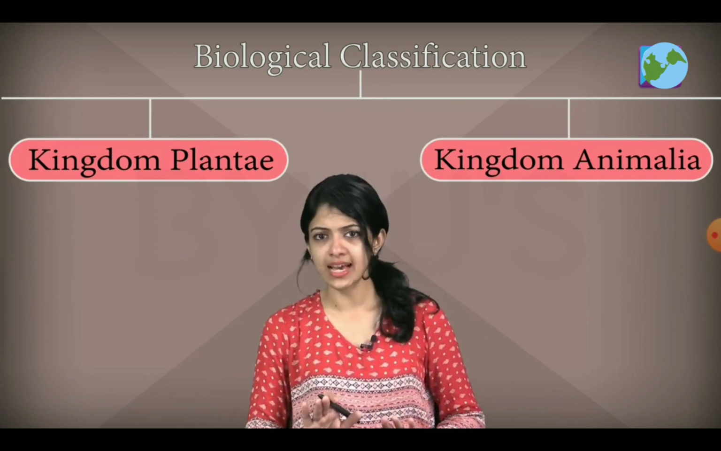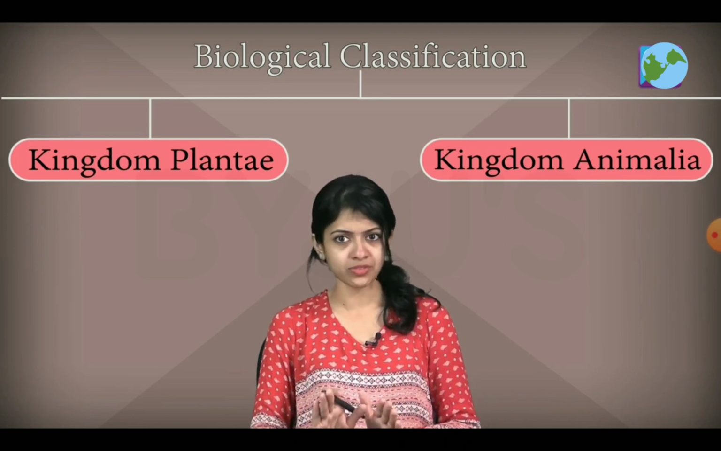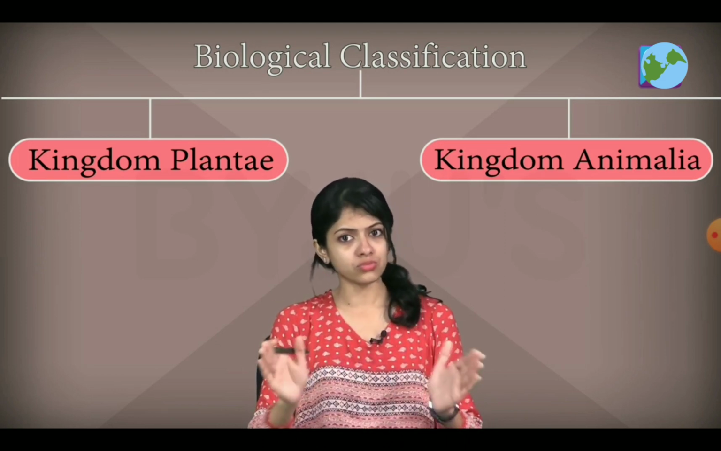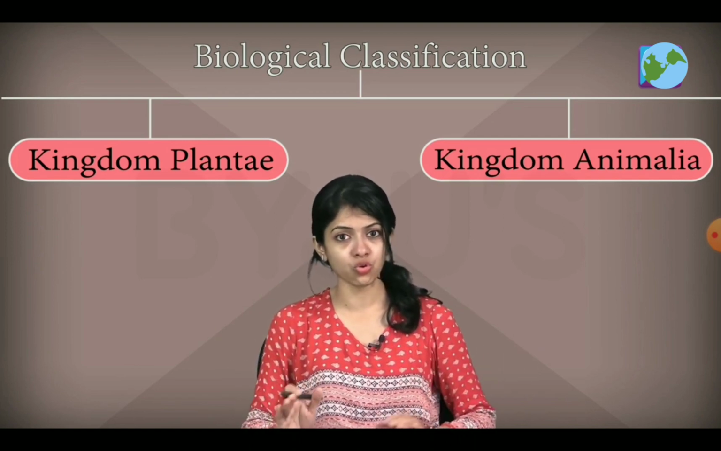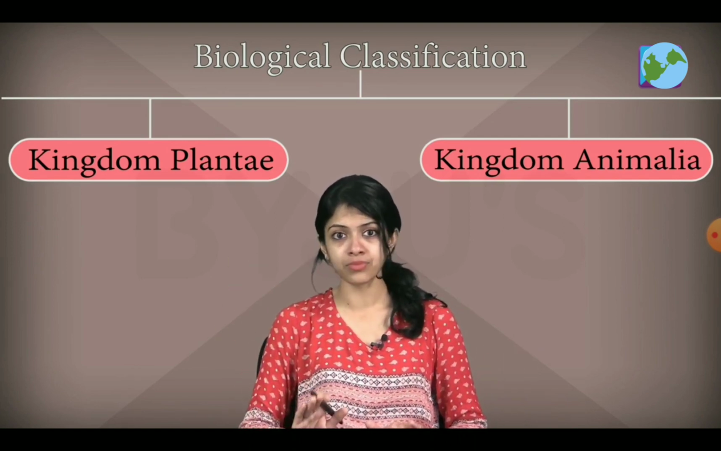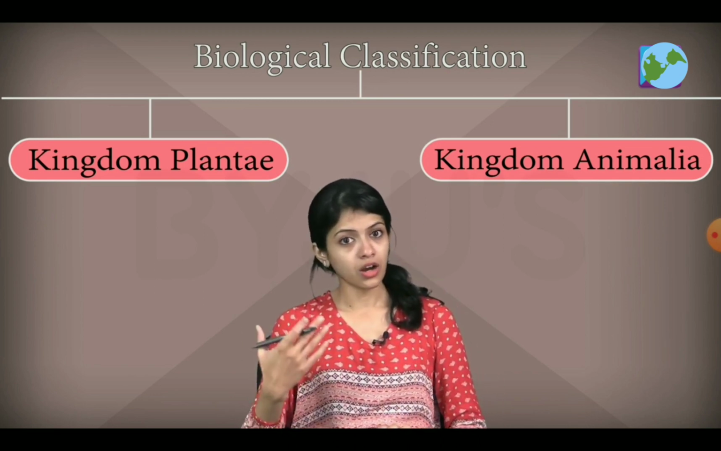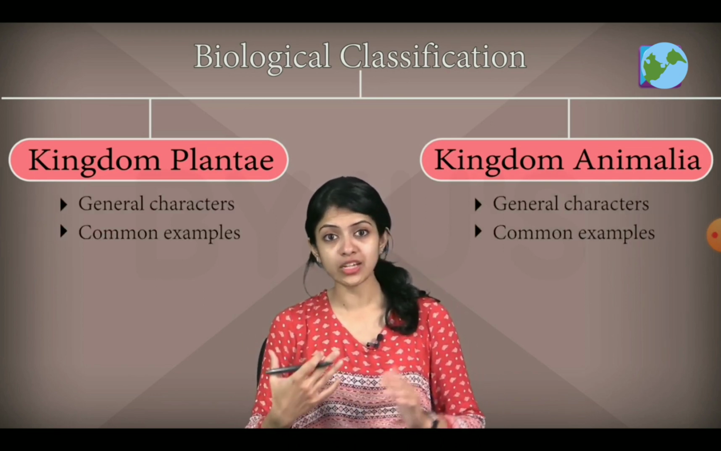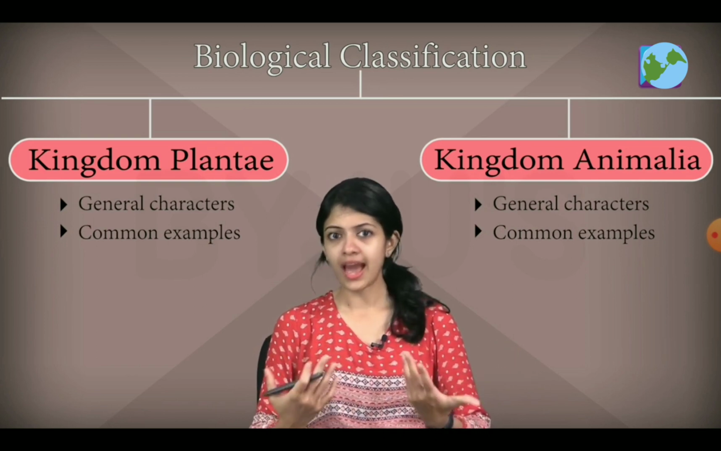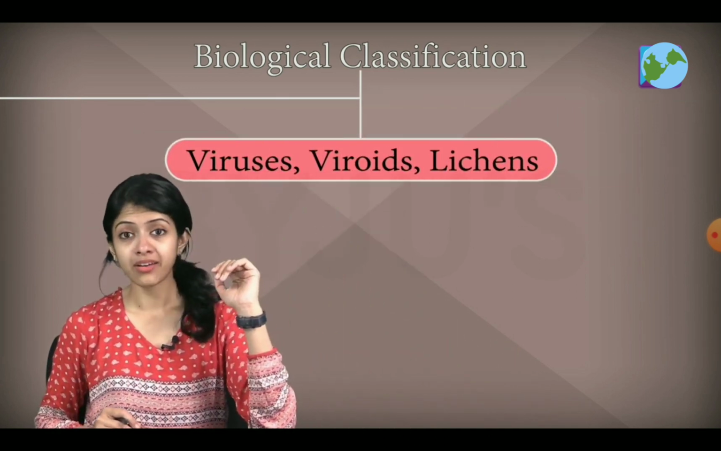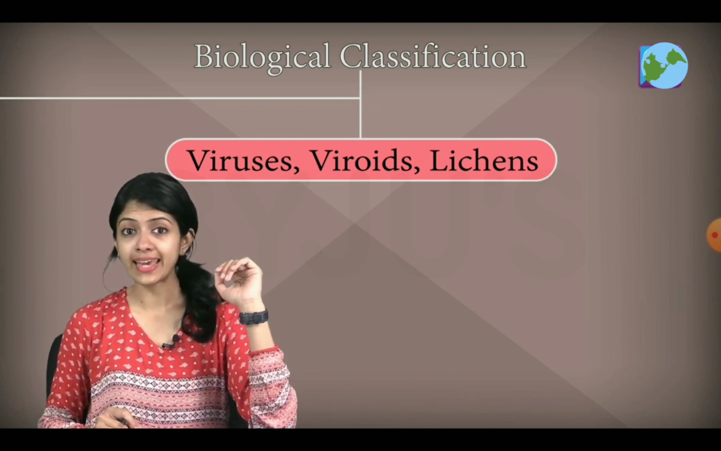We haven't discussed these kingdoms in our videos of this chapter. You would remember that because you have 2 whole different chapters on them. So you're anyway going to be learning them well in detail. But of course, in this chapter, you must know the basic salient features of each of these kingdoms and the common examples. Finally, the topic on viruses, viroids, and lichens.